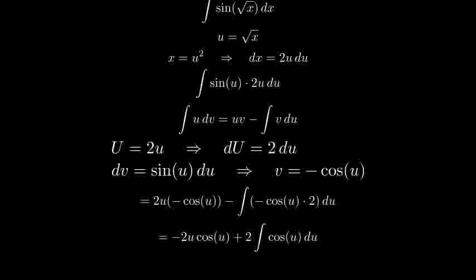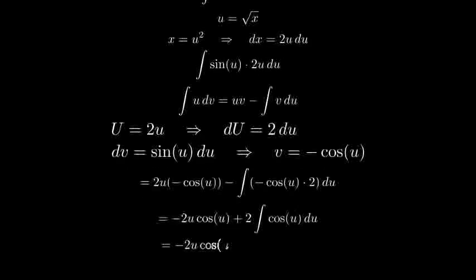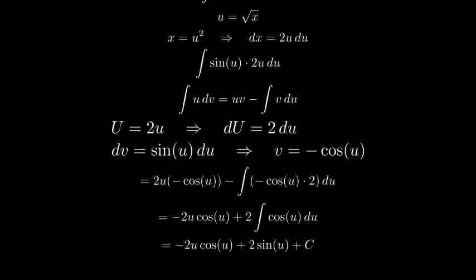Let's integrate this next integral to finish up our integration. The antiderivative of cosine is simply sine, so we integrate the cosine integral and rewrite that as part of our equation. This becomes negative 2u cosine of u plus 2 sine of u plus the constant of integration.